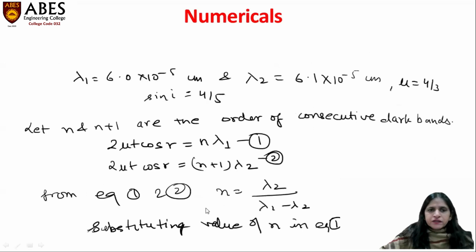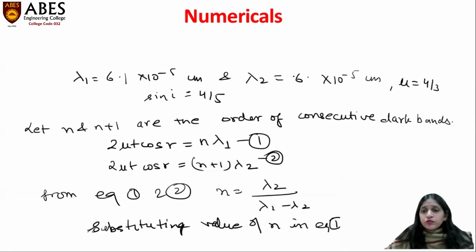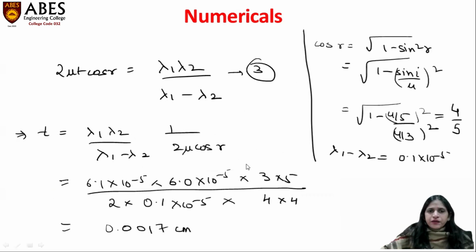Let us make a small change over here. Let us consider lambda 1 equals 6.1 and lambda 2 equals 6.0. Then the value of lambda 1 minus lambda 2 will be 0.1, okay, so now it is fine. This is a small change that we are making. Now let us see another numerical on interference.